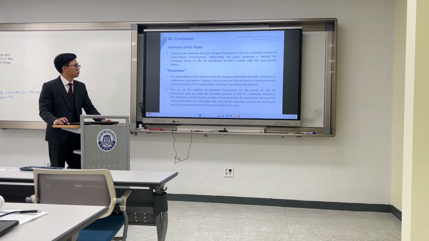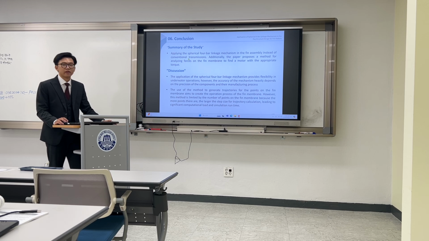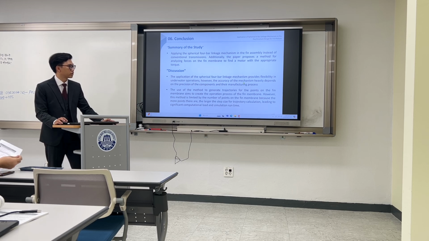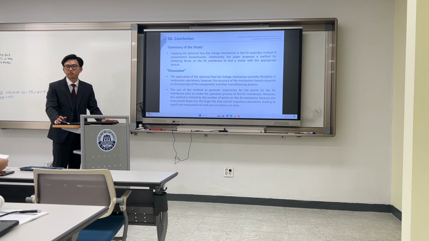Applying the linkage mechanism to the fin assembly instead of conventional transmission, the paper additionally proposed a method for analyzing force on the fin membrane to find a motor with the required torque. We discussed that the application of the linkage mechanism provides flexibility in underwater operation. However, the accuracy of the mechanism heavily depends on the precision of the components and their manufacturing process.